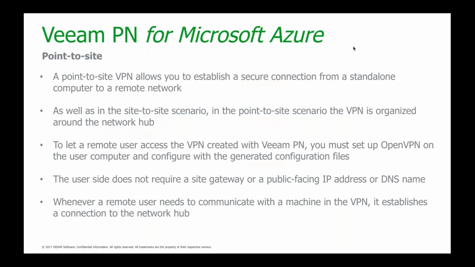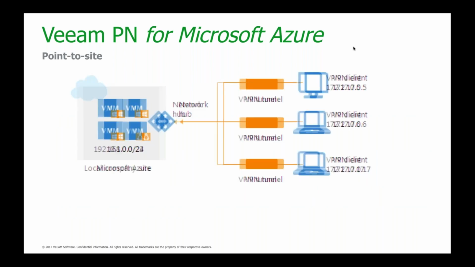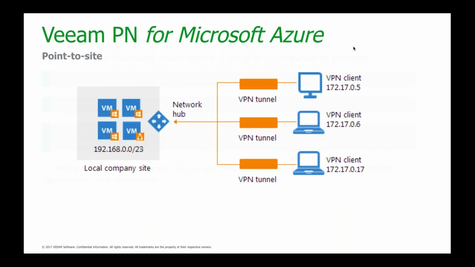Just an example again, if you've got Microsoft Azure, you've got a bunch of VPN endpoints which connect in to the network hub and they get access to those restored VMs. Or if you had it without the Azure scenario and you had a local company site with the network hub, the same applies.